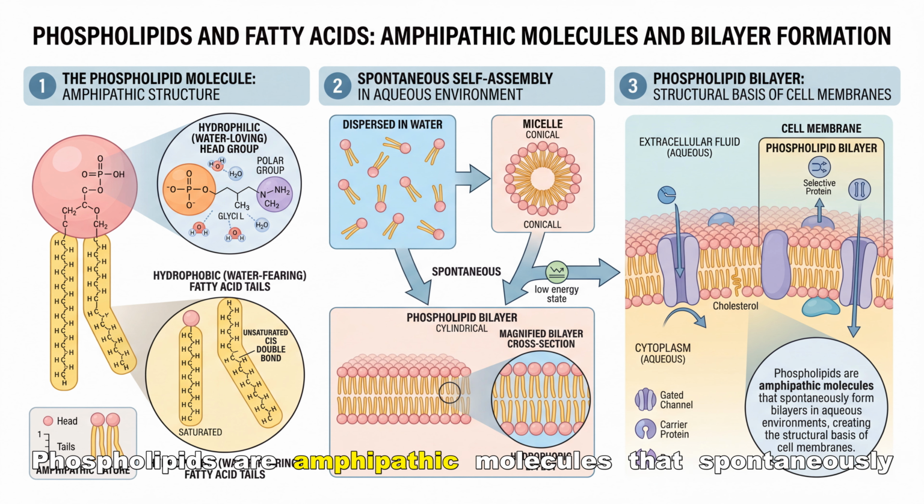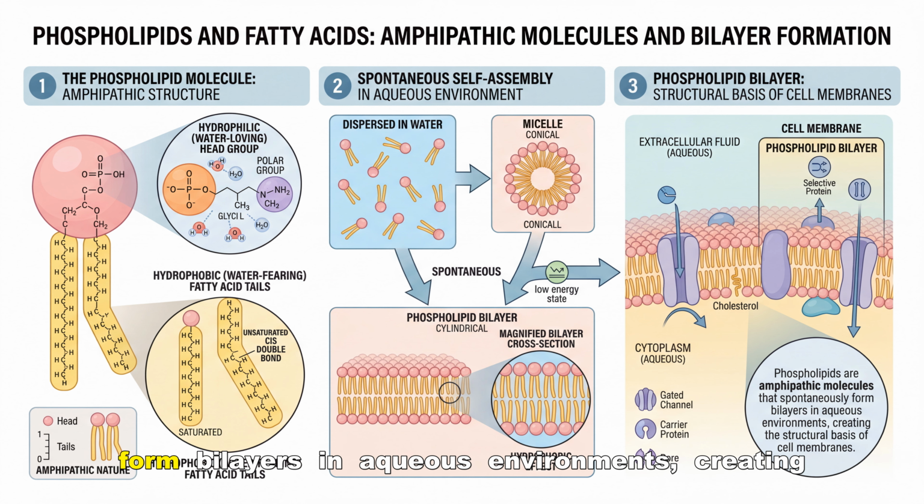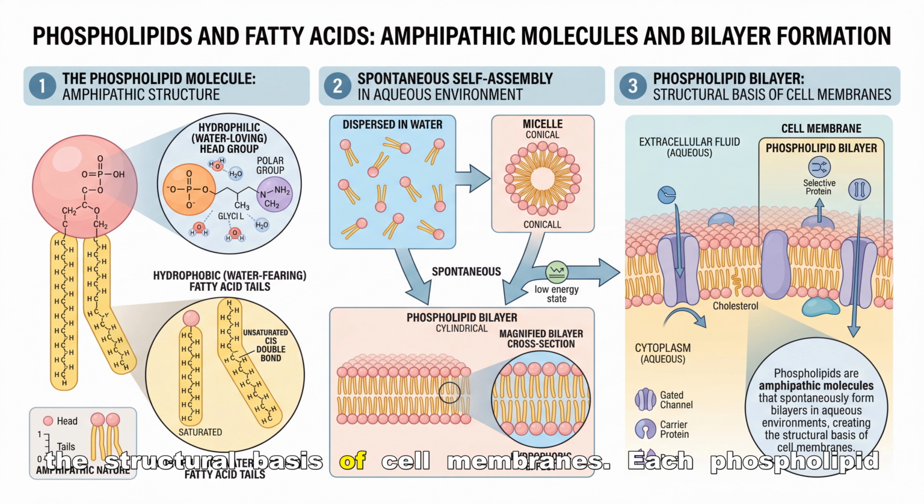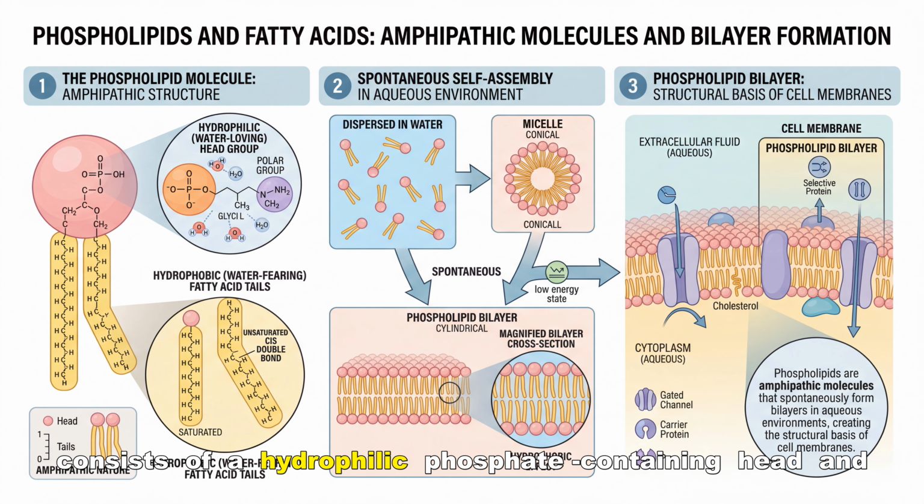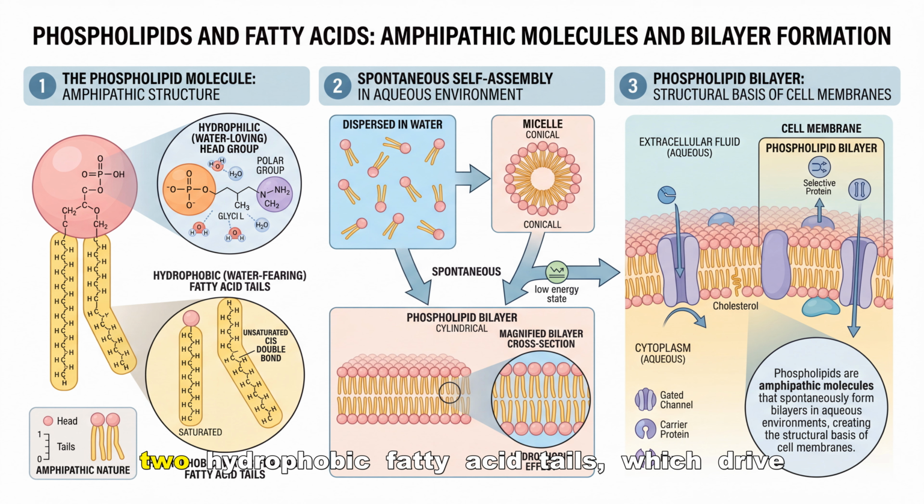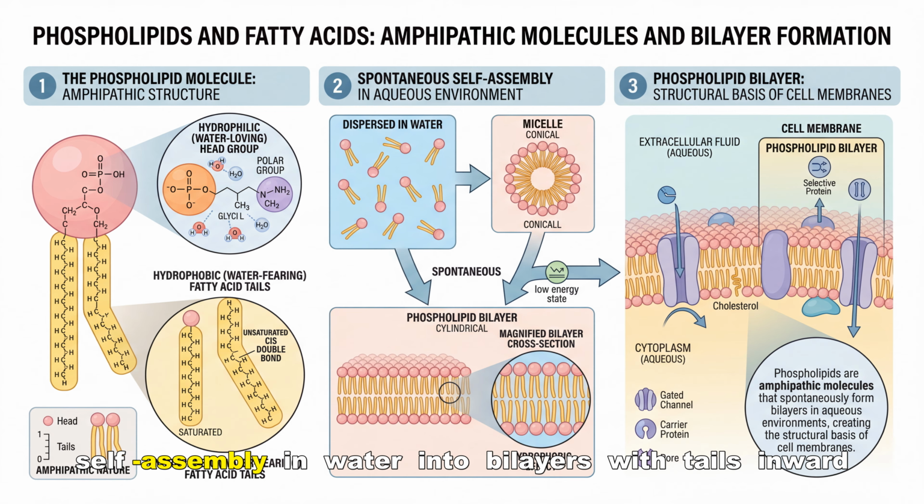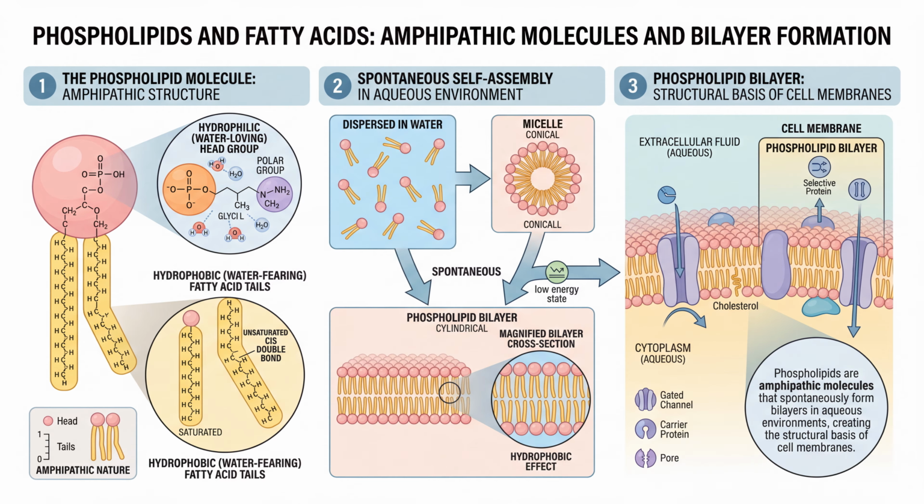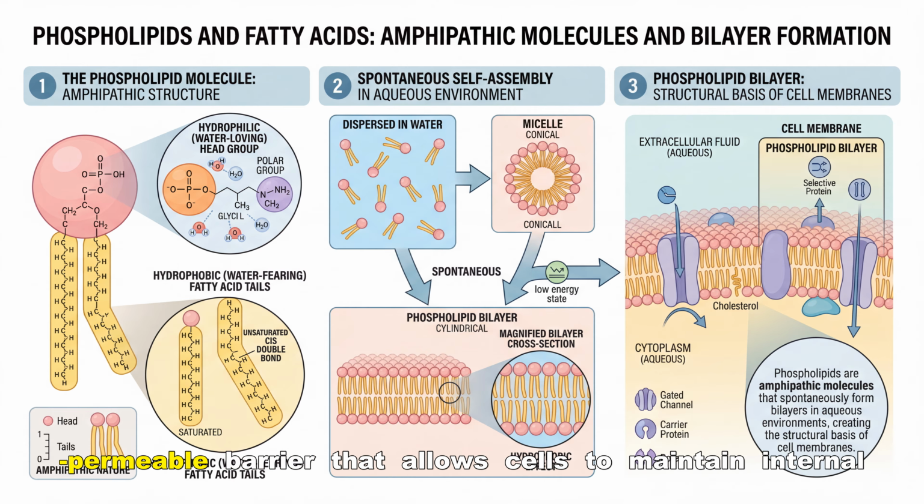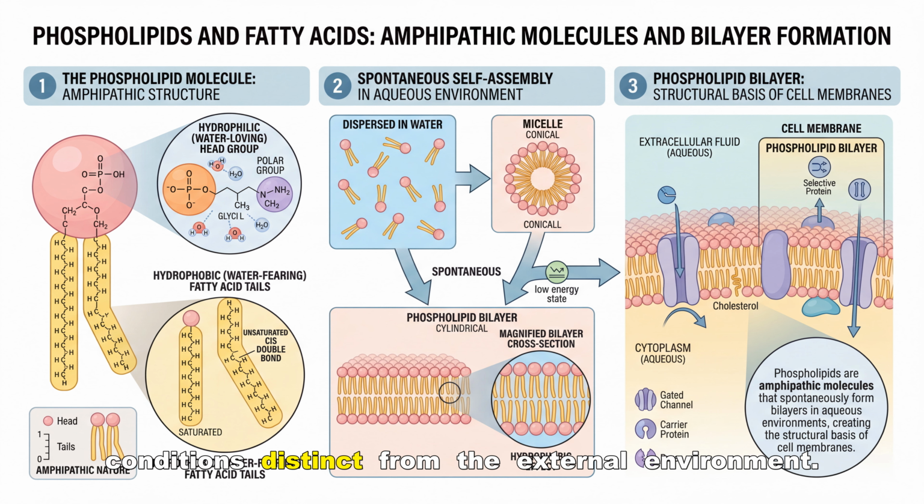Phospholipids are amphipathic molecules that spontaneously form bilayers in aqueous environments, creating the structural basis of cell membranes. Each phospholipid consists of a hydrophilic phosphate-containing head and two hydrophobic fatty acid tails, which drive self-assembly in water into bilayers with tails inward and heads outward. This arrangement creates a semi-permeable barrier that allows cells to maintain internal conditions distinct from the external environment.